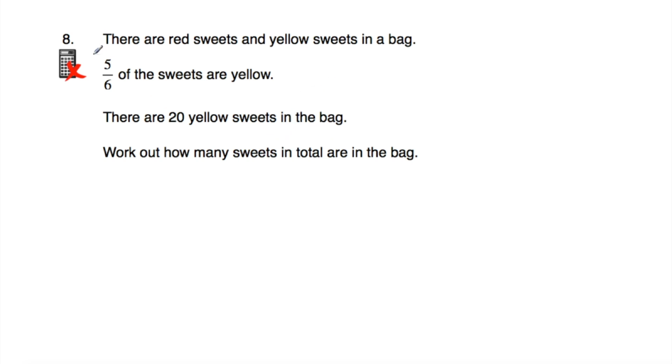Okay, so we know that 5/6 of the sweets in the bag are yellow. So 5/6 of the grand total is equal to 20. If we knew this number, we would divide it by 6 and times by 5, and the answer would be 20. So if we're working backwards, we're going to divide by 5 and then times by 6. We're going to divide by the top and times by the bottom.